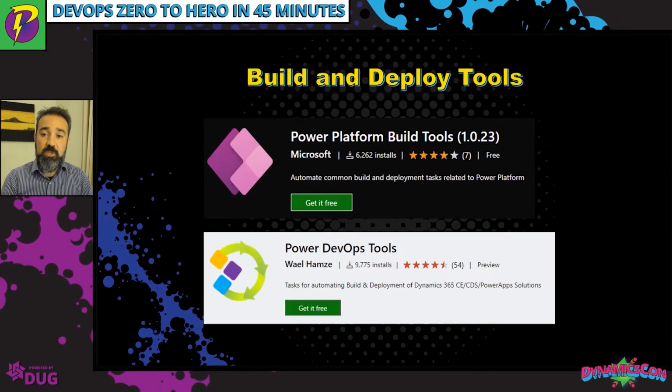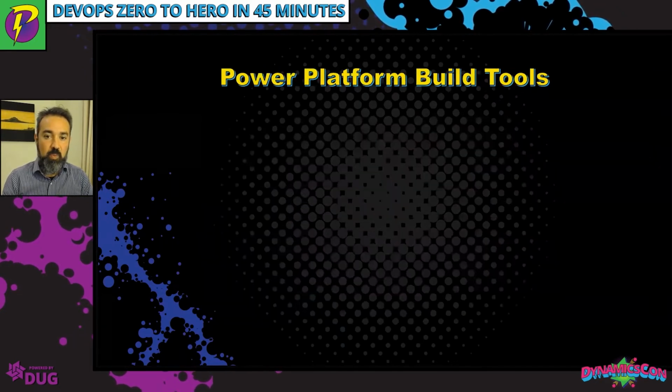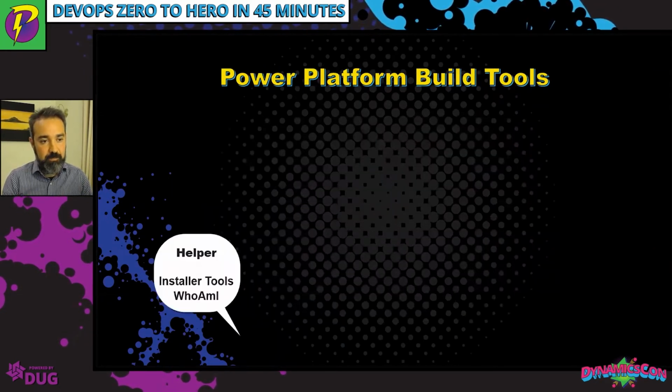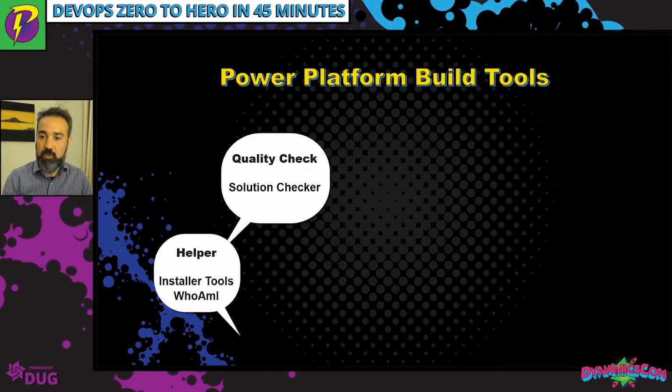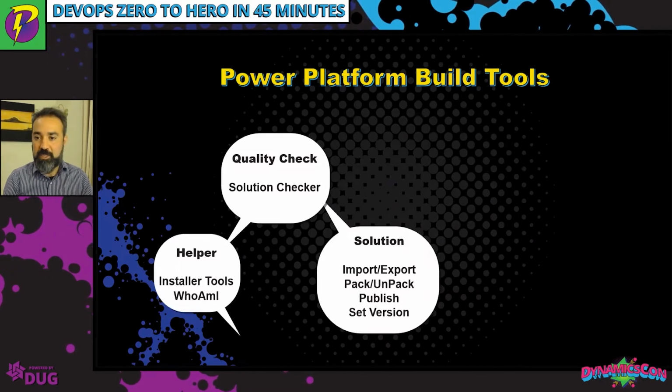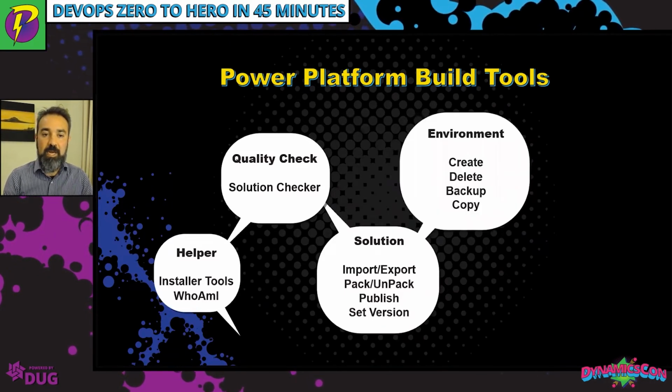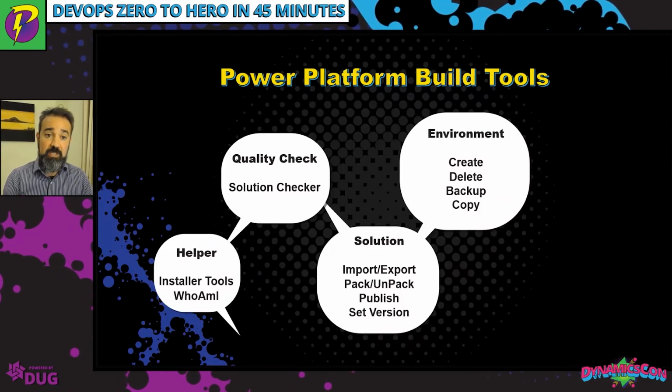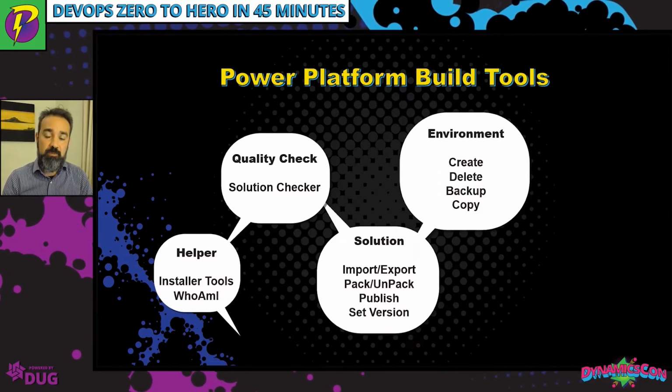So let's have a look at what's included in the official one. We've got on the one hand, the helpers, that install all the tools that are required. The quality check that checks your solution, as we talked about slightly before. The solution-specific bits, which can import, export, package, unpackage, publish, and set the versions of the solution. And the last bit is the environment setup, which allows you to create, delete, and back up those environments. That's really essential to be able to provision an environment from nothing and then build on top of that.